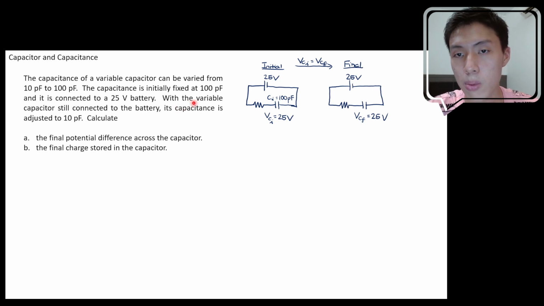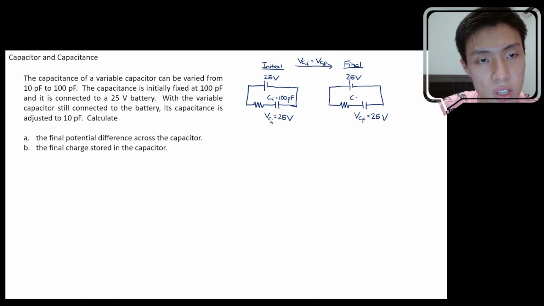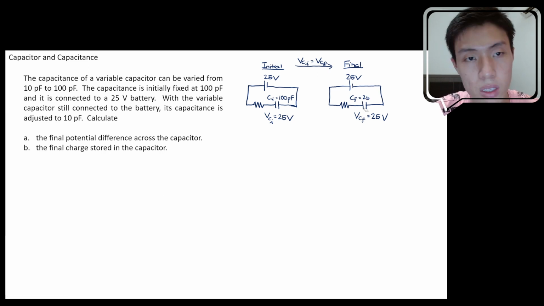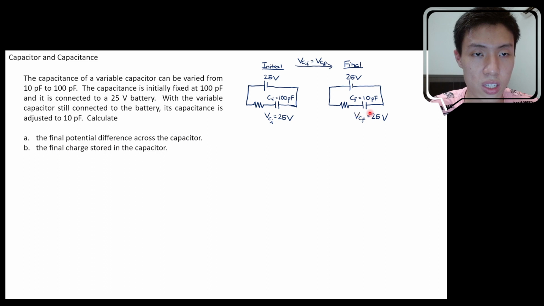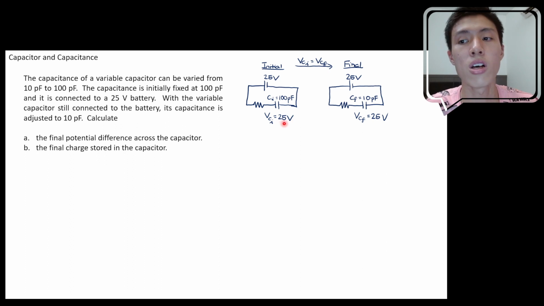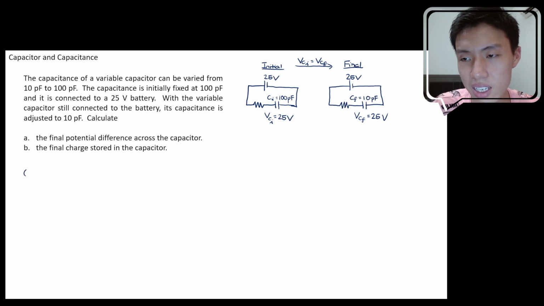Then what happened? Its capacitance is adjusted to 10 picofarad. So we have changed it from C initial, which is 100 picofarad, to 10 picofarad. Calculate the final potential difference across the capacitor. Isn't it a bit too simple? Final potential difference across the capacitor means voltage across the capacitor. So the voltage across the capacitor final is the same as the voltage across the capacitor initial. So it will be 25. The answer is 25.